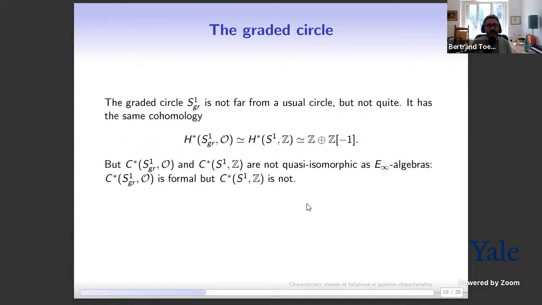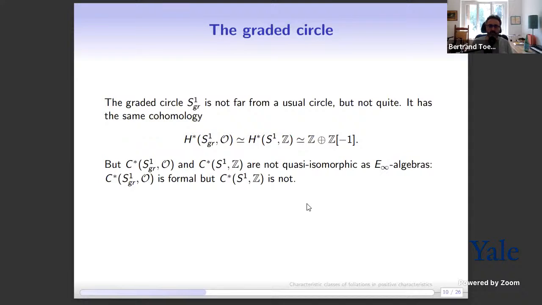So for instance, there is a very nice talk by Mike Mendel, and I think he has notes on his webpage, where he explains why spheres are not formal over Z. So this is just the case of a circle. The cohomology algebra of the circle over Z is formal as an E1 algebra, but it's not formal as an E2 algebra. So it cannot be formal as an E infinity algebra. And this graded circle is exactly the formalized version, or the formal version, of the topological circle.